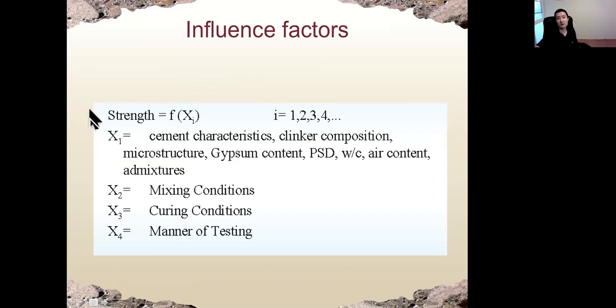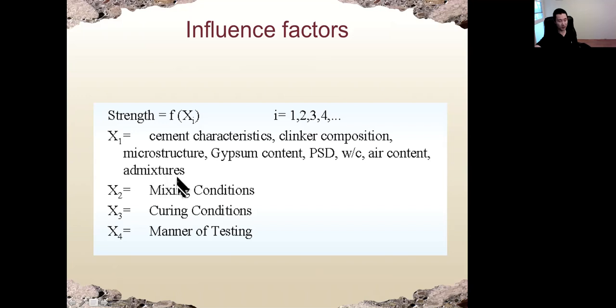The influencing factors of the strength of concrete, there are many of them. As we can see here, they include cement properties: the composition of clinker, the microstructure of clinker, the percentage of gypsum, and PSD, the particle size distribution. And of course the water to cement ratio. The water to cement ratio is the most important factor of all of them controlling the strength of concrete.